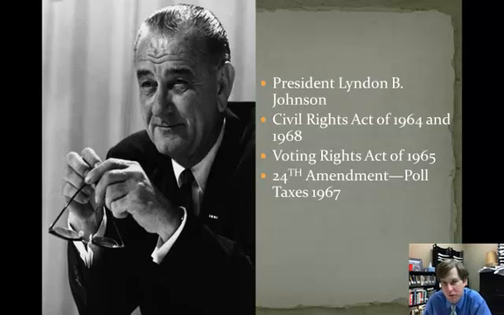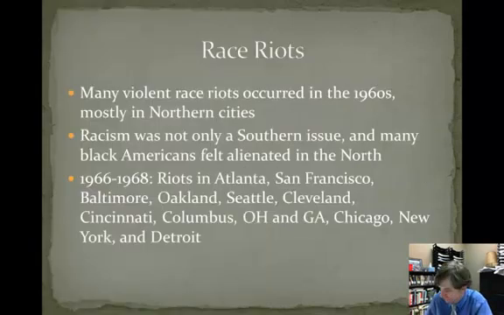And, of course, it was during the Johnson administration that you had the 24th Amendment to the Constitution ratified, which eliminated poll taxes. And we talked about poll taxes earlier. You could force black Southerners to pay a tax that they couldn't afford so they couldn't vote.